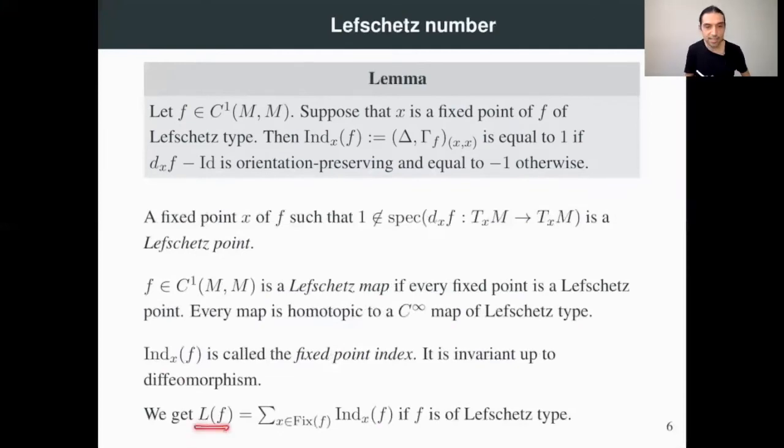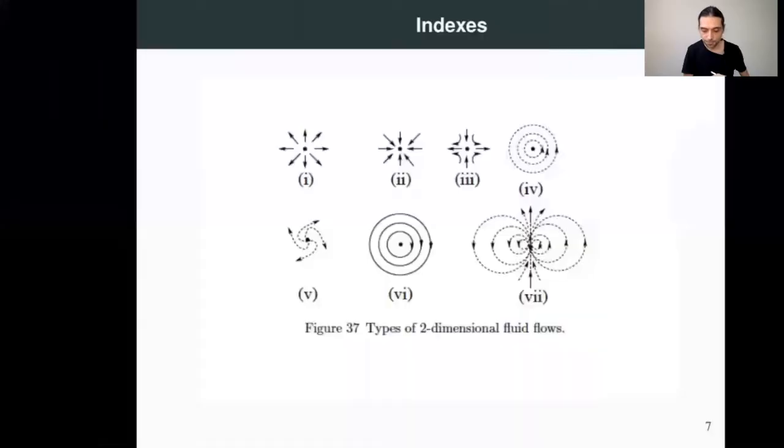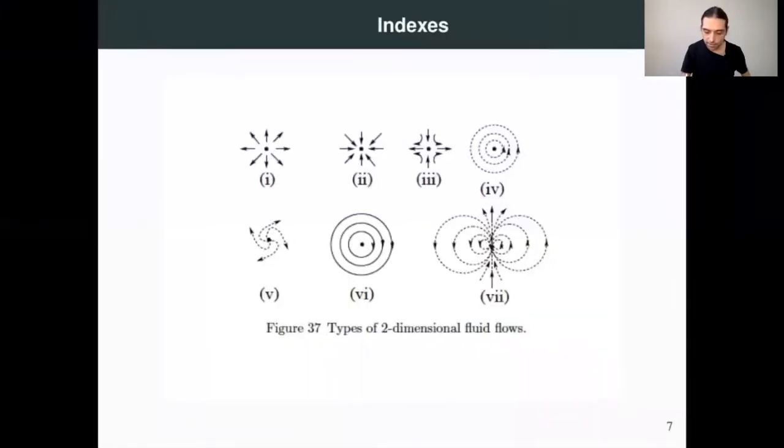We get that the Lefschetz number of f, this intersection number between the diagonal and the graph of f, is just the sum of the indexes of f at its fixed points, if f is of Lefschetz type, right? But of course, we need f being of Lefschetz type. And here we have an example that we already considered when we were working with vector fields.